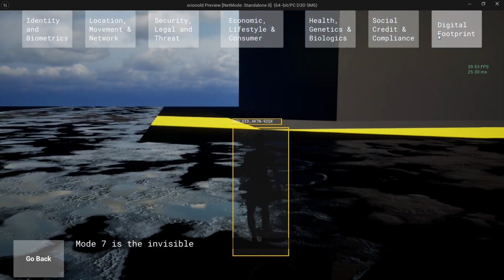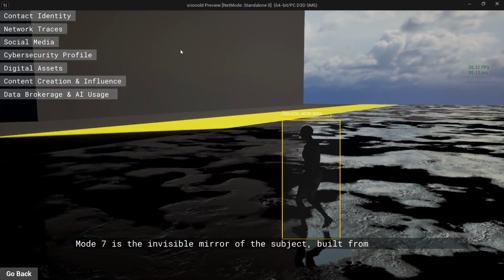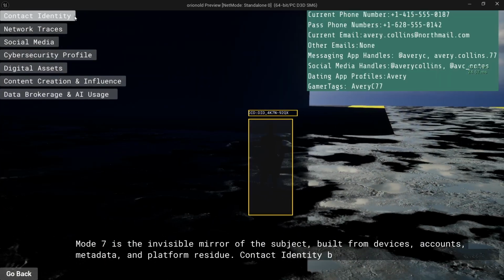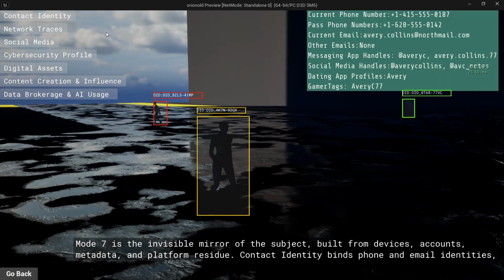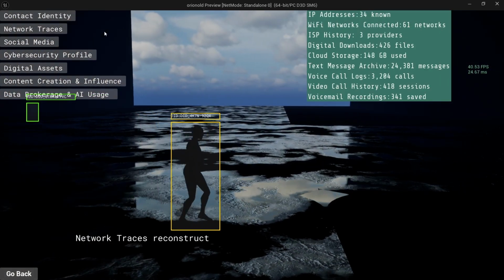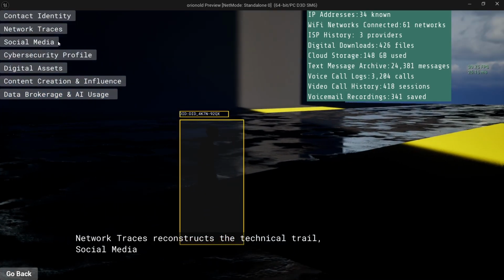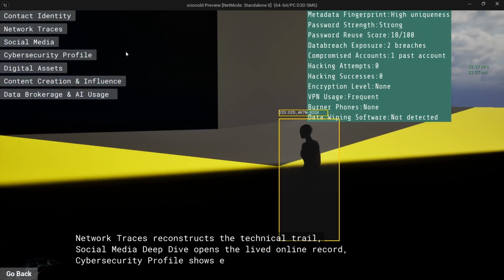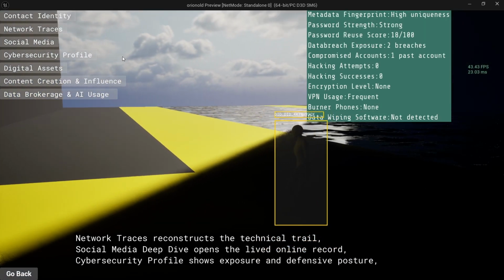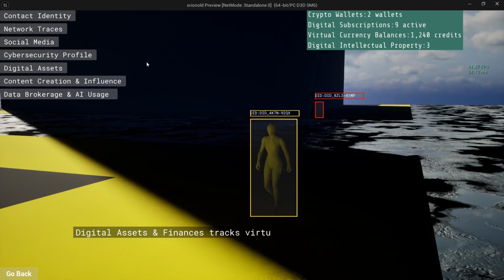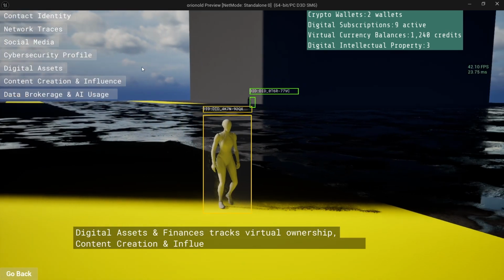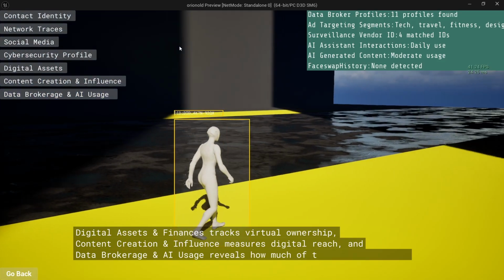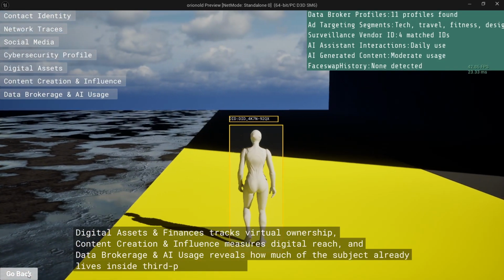Mode 7 is the invisible mirror of the subject, built from devices, accounts, metadata, and platform residue. Contact identity binds phone and email identities. Network traces reconstructs the technical trail. Social media deep dive opens the lived online record. Cybersecurity profile shows exposure and defensive posture. Digital assets tracks virtual ownership. Content creation and influence measures digital reach. And data brokerage and AI usage reveals how much of the subject already lives inside third-party systems.